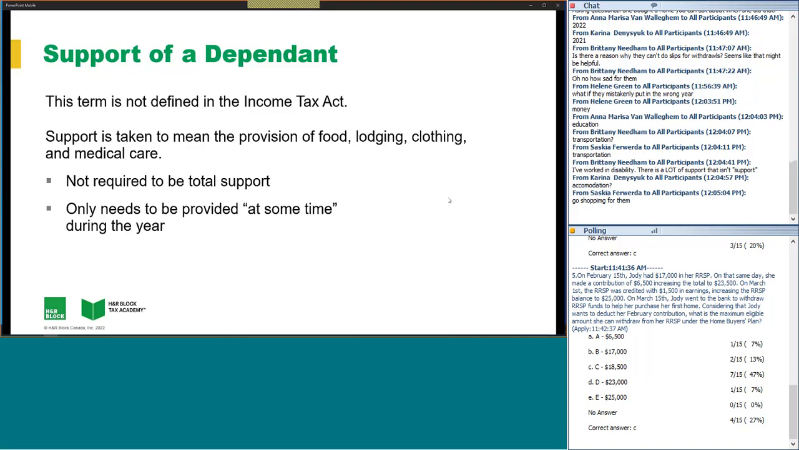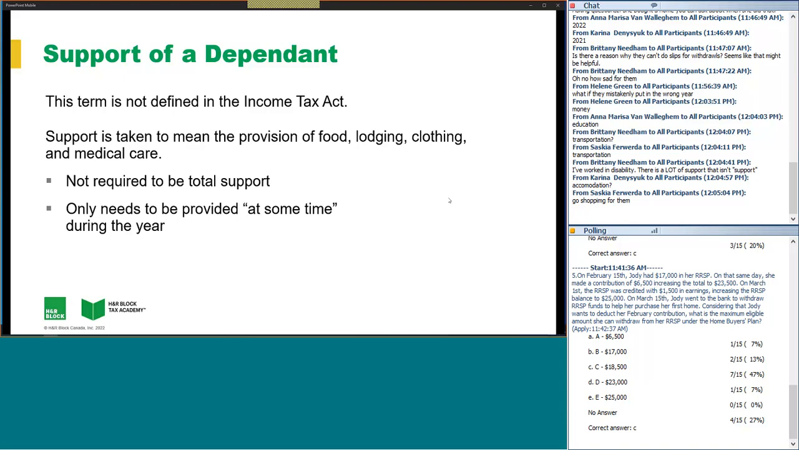most of what we're talking about. And it is support for food, lodging, you're helping to pay their rent. Clothing, you're buying clothes for them. And medical care, financial support for medical care. You are paying for their doctor's appointments or for their out-of-pocket medical costs. Okay. So that's what the CRA and the courts have determined is meant by support in most cases.